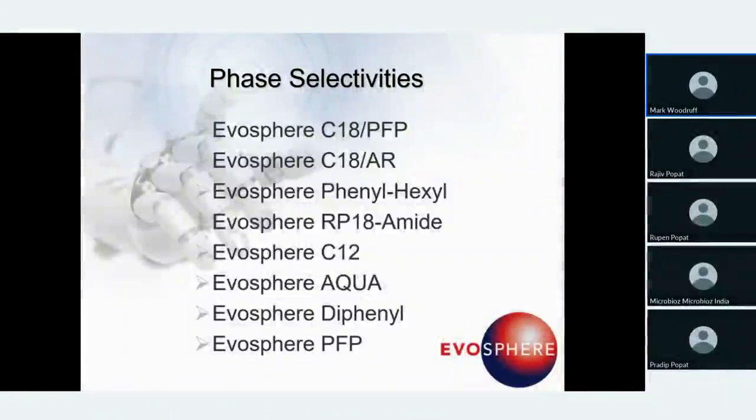So phenyl hexyl chemistries, diphenyl chemistries, RP amides, where you have the potential for a positive charge, depending on the pH that you choose for your mobile phase. So that can give us, again, some interesting movement between peaks to gain selectivity and resolution.